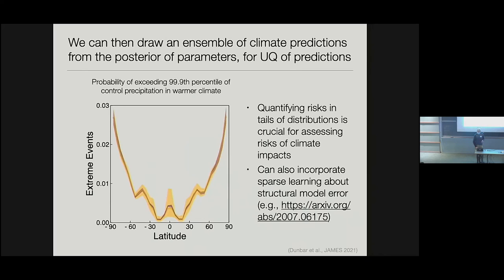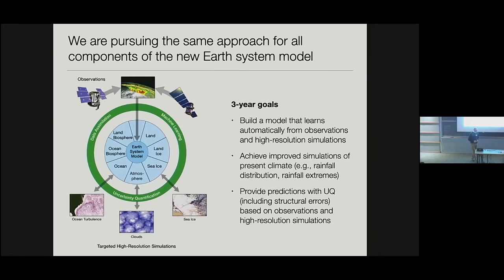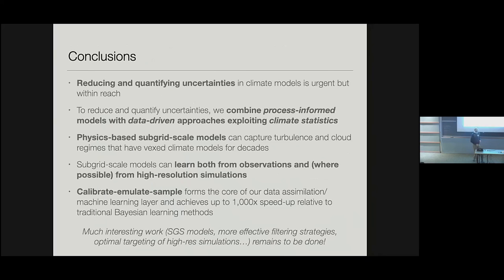You can draw from the posterior, make climate predictions with it, and you get climate predictions with quantified uncertainties. This is a prediction of extreme precipitation, won't go through it. And let me just maybe summarize some key points here.